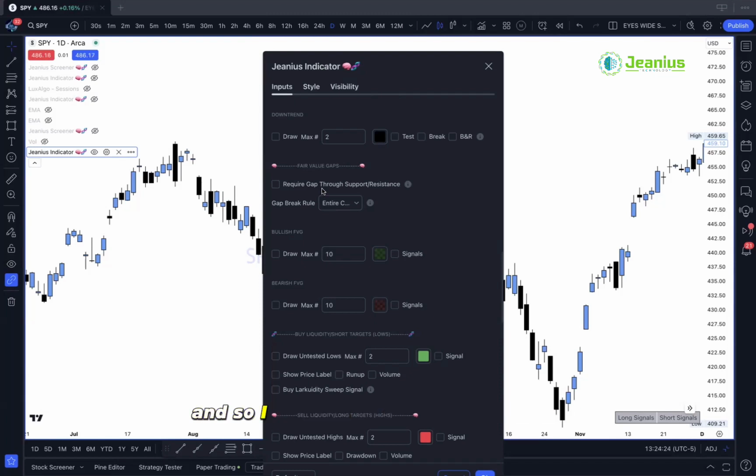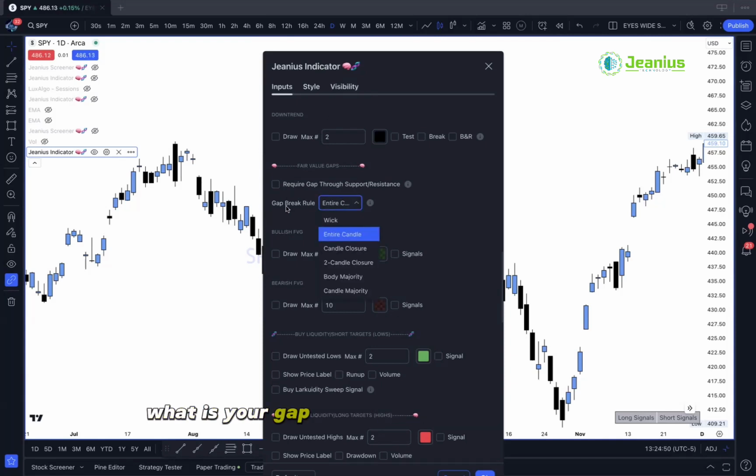And so I think this would be important because it'll be like added confluence pretty much. Like you have a fair value gap at a support and resistance, more times than not, it's going to retest that and fill that gap at the same time. And so I don't use this. I don't have it turned on. I like to see all fair value gaps. But for the people that are specific to their fair value gaps, this would clearly work for you. Also, your fair value gap rule.